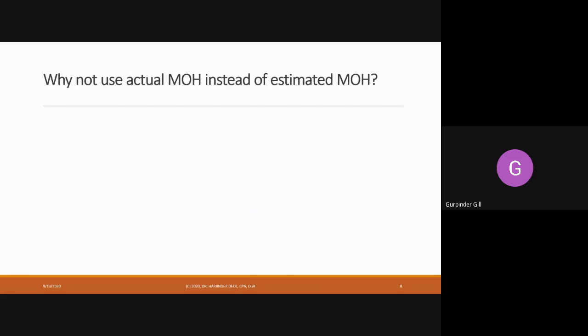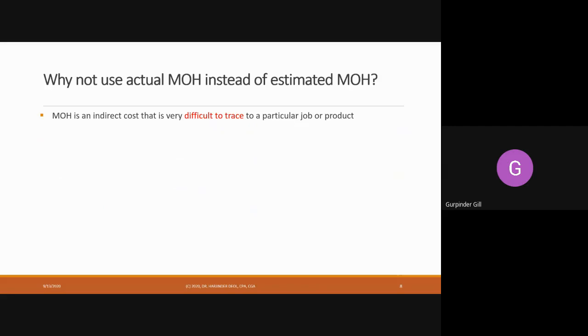So, why not use the actual manufacturing rates or the cost instead of estimating that? Well, there are various reasons for doing that. One is, keep in mind your manufacturing overhead cost is indirect in nature. And as we have established, any cost that is indirect in nature is rather difficult to trace to a particular order or a job or a product.